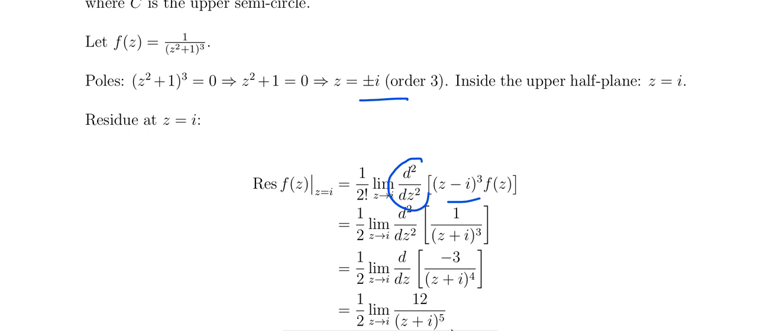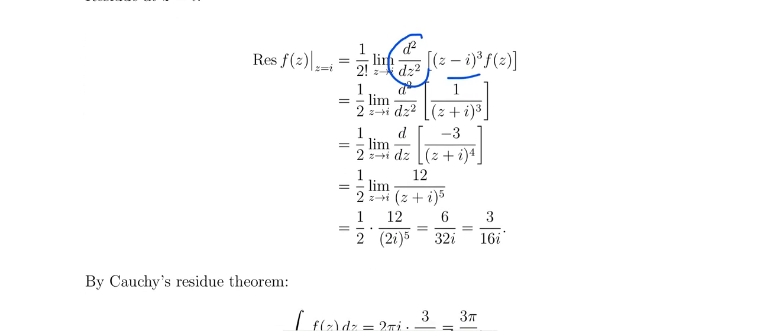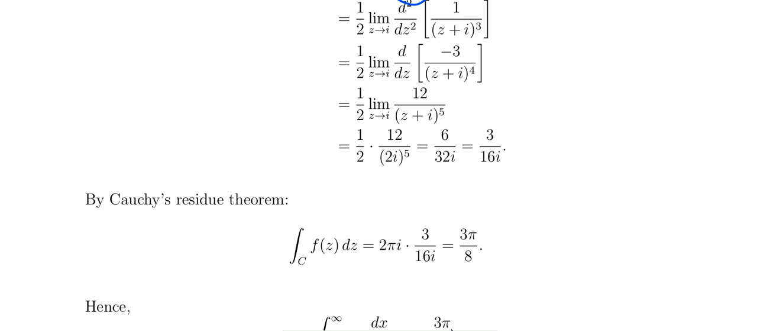Just differentiate 2 times. 1 by x cube gives minus 3 by x power 4. Once again differentiate, minus 4 by x power 5. So minus 4 into minus 3 is 12 by x power 5, that is 12 by (z plus i) whole power 5. Just replace z equal to i here, so (2i) whole power 5, which is 32i. So we get 3 by 16i. By the Cauchy residue theorem, 2 pi into that gives 3 pi by 8.